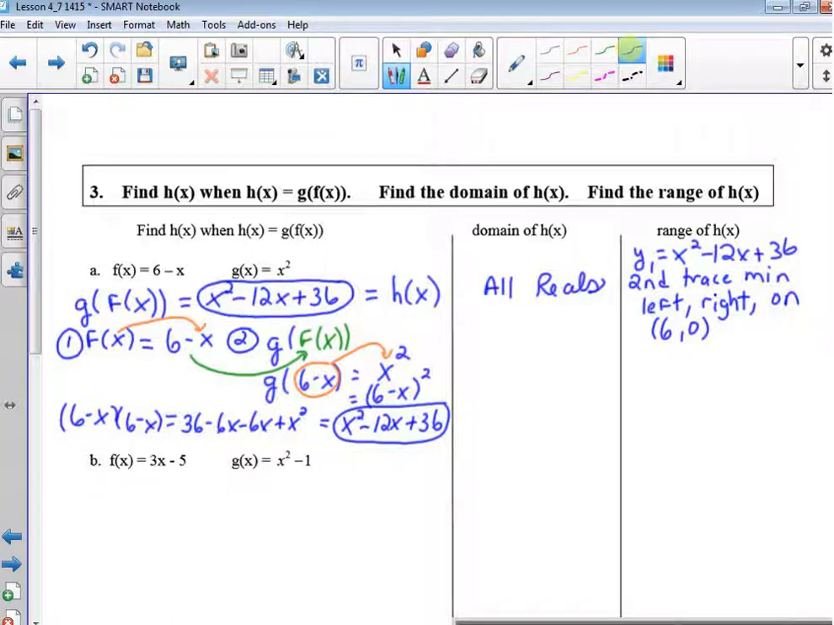the minimum. So if we were to draw a quick little sketch of this, right here it would be (6, 0). And so the range would be y is greater than or equal to 0 because there are no y values below that x-axis.